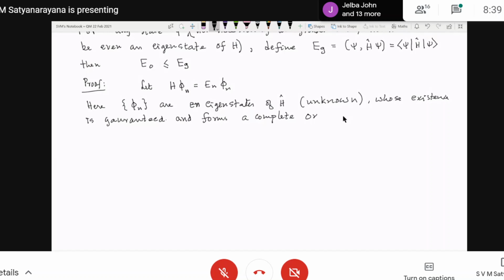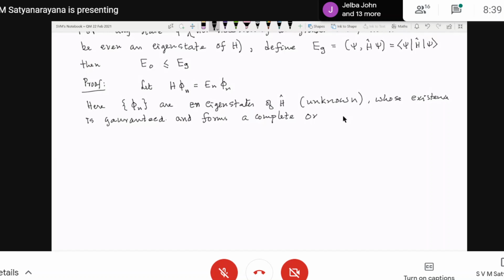So this is the proof of this theorem, which simply tells you that you take any state you want, find the expectation value, and that will always be larger than the ground state energy. Or in other words, that would give you an upper bound on the ground state energy. Now, there is an important remark I would like to make. The remark is the following.